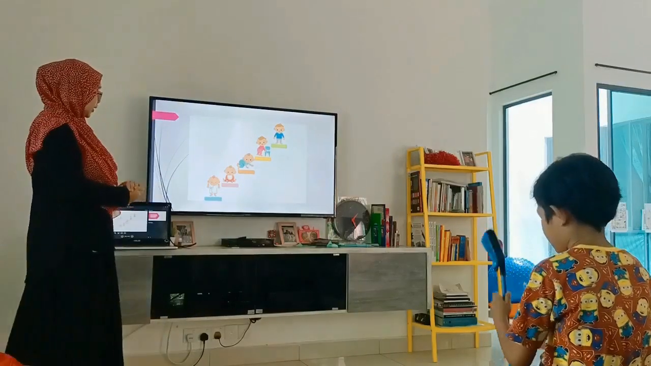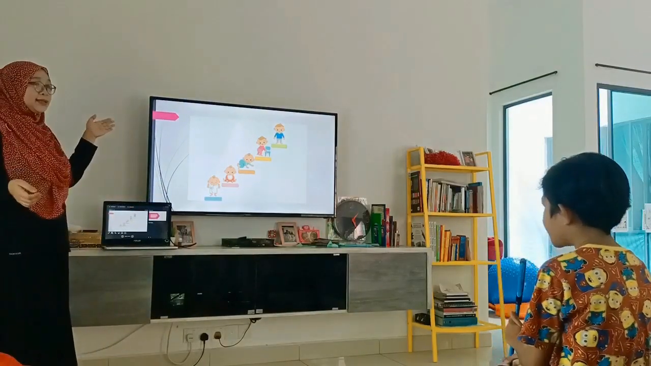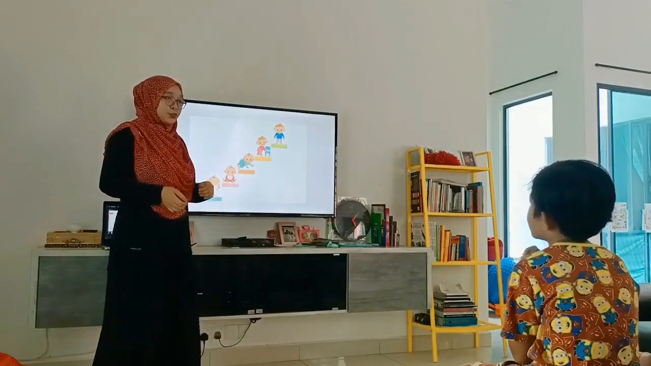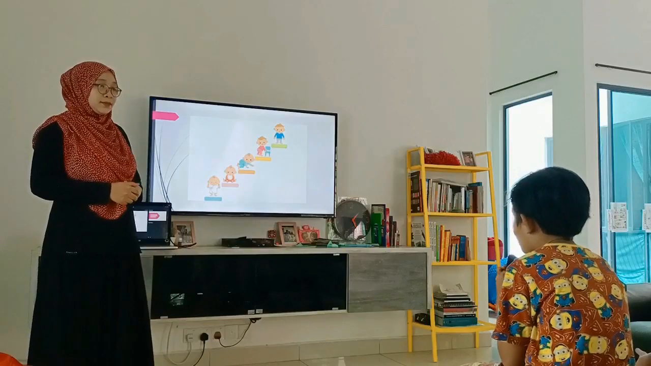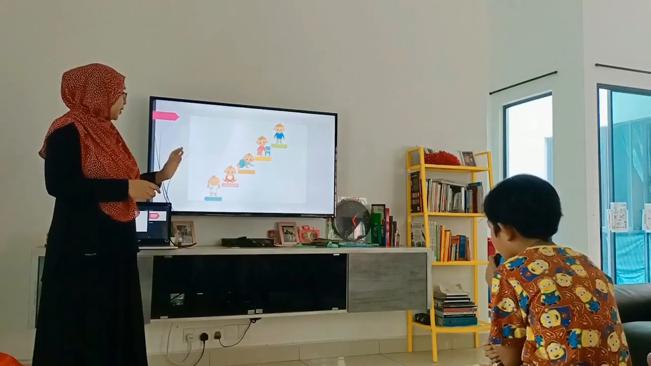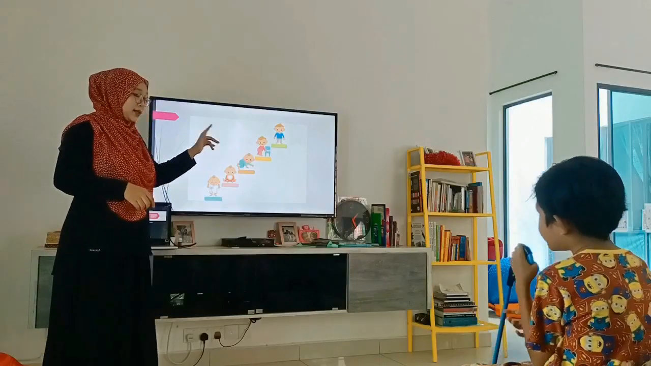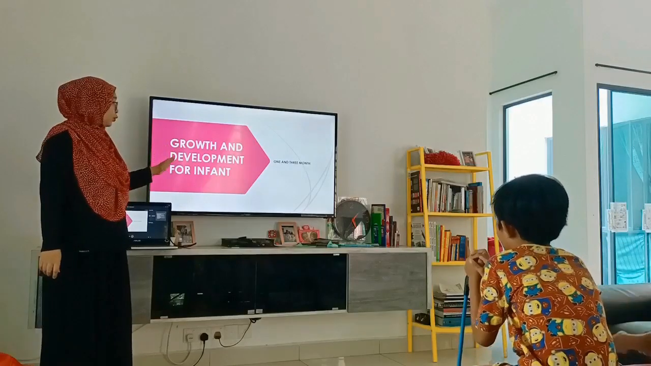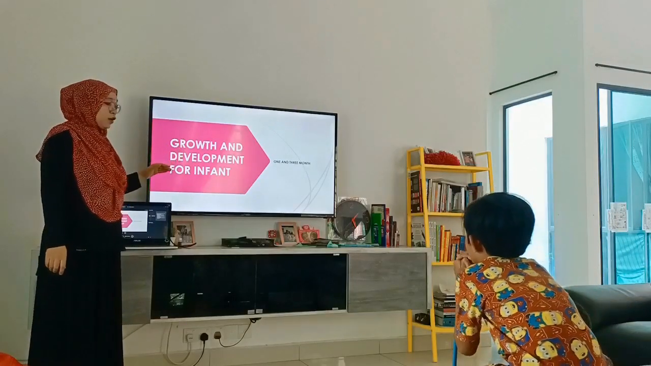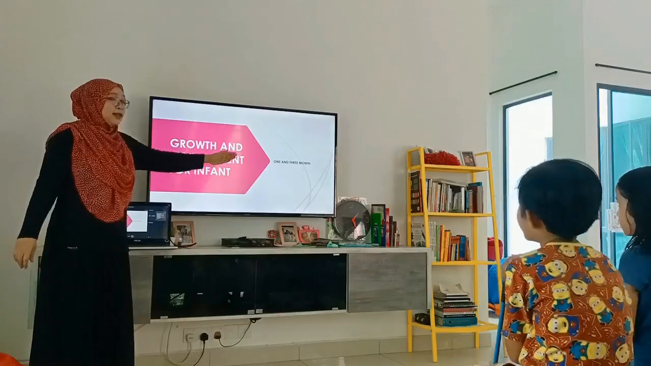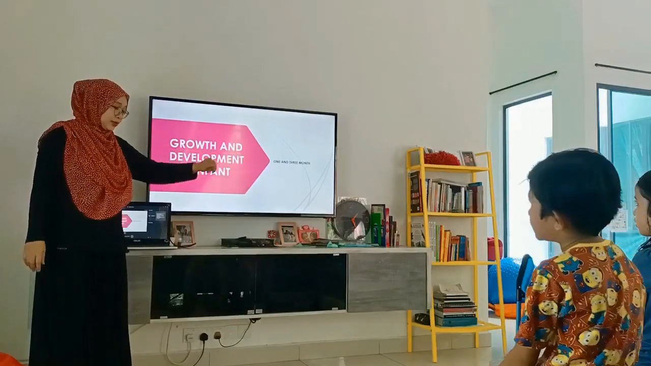Today we are going to learn a new topic. Can you, class, guess what this picture shows? The baby grows up. Okay, nice try. The baby is growing up, and so today we are going to learn about growth and development for infants, but we only focus on 1 to 3 months.